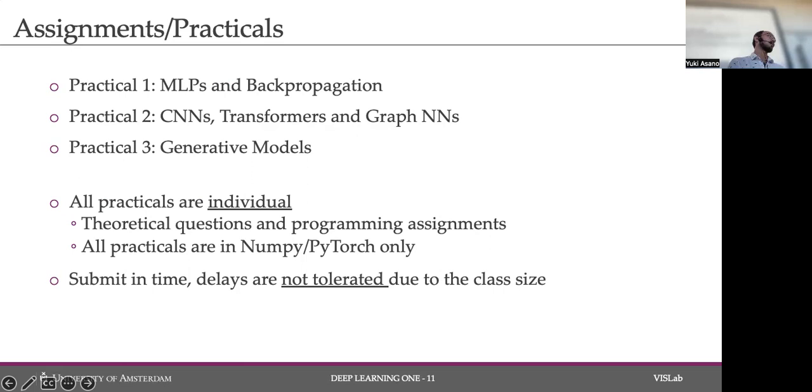Again, as I said, the practicals are individually done. So you cannot hand in as a group. You cannot hand in the exact same stuff. We will actually notice this because we have some default plagiarism software running. And the practicals will be running in NumPy and PyTorch. And because we're a pretty large class, so I think overall there's 210 people signed up, we cannot have delays into the grading. So please submit in time.